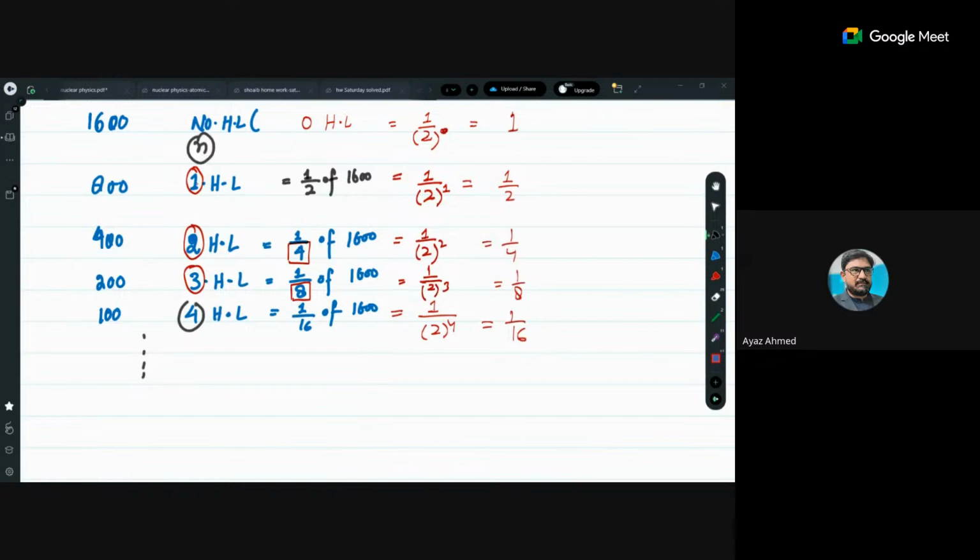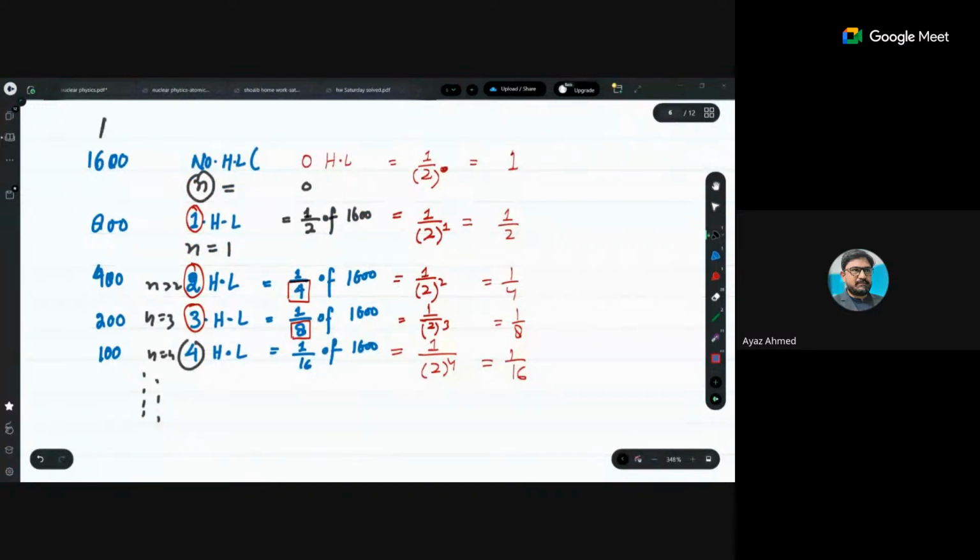Here this is n. n equals 0. Here n equals 1. n equals 2. n equals 3. n equals 4, and so on. So this number is the remaining number of nuclei, right? Are you getting my point?